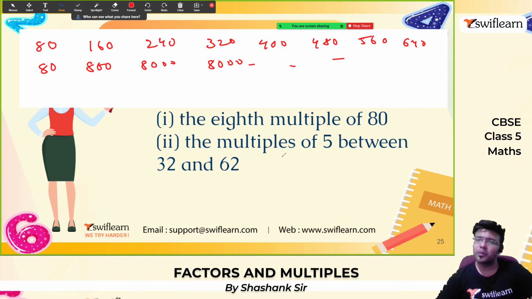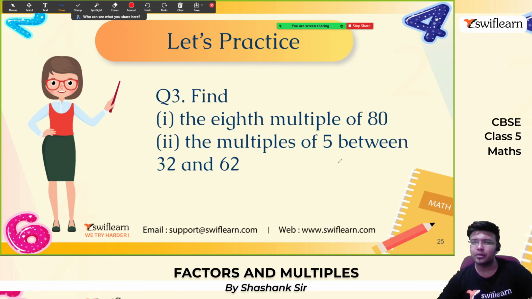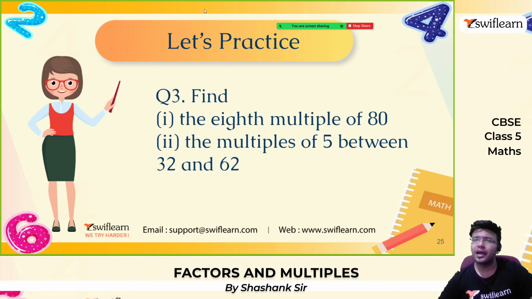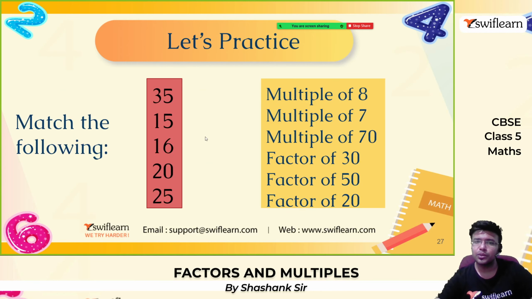Okay, so the multiples of 5 between 32 and 62. Tell the tables of 5. 5 sixes are 30. I can't write it, it is less than 32. 5 sevens are 35. 5 eights are 40. 5 nines are 45. 5 tens are 50. 5 elevens are 55. 5 twelves are 60. These are the multiples of 5 between 32 and 62.